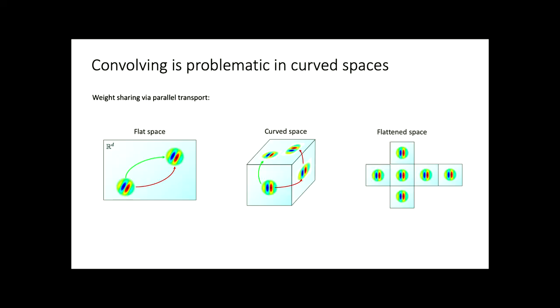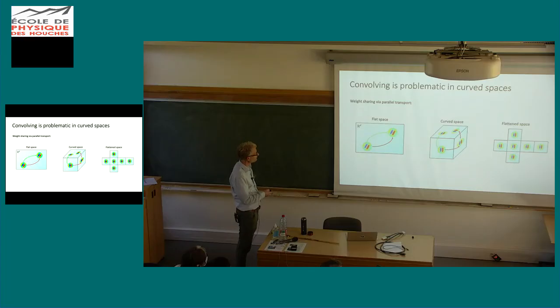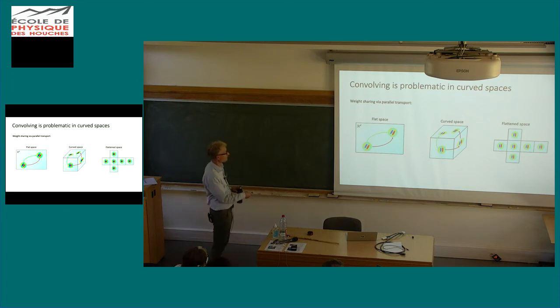So here's maybe written out the problem that you have if you try to do deep learning on a curved manifold. In a flat space, you take your kernel and you translate it to some other place, and it doesn't matter which path you took, right? It could have taken any path, and the parallel transport is independent of the path you took. So it's well defined how you move your kernel from here to here.